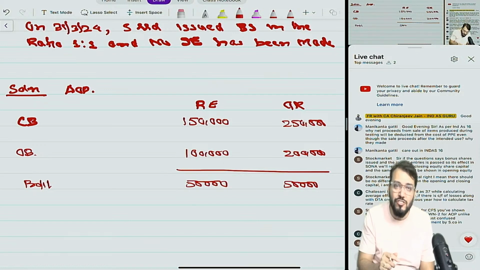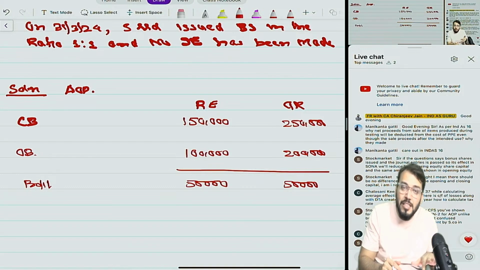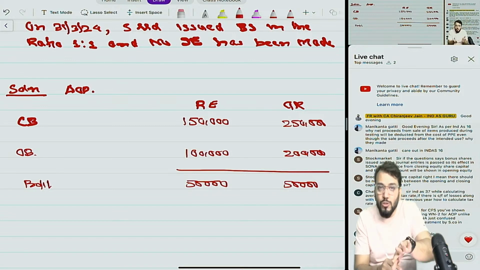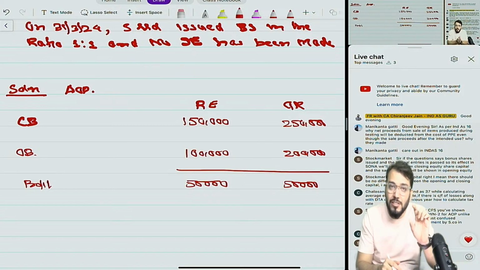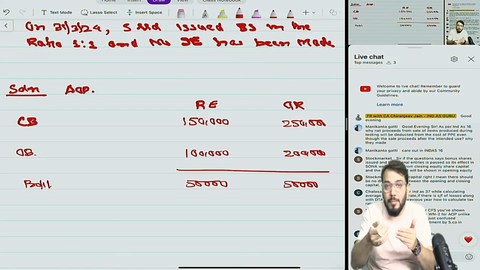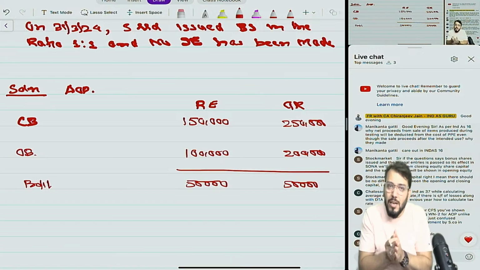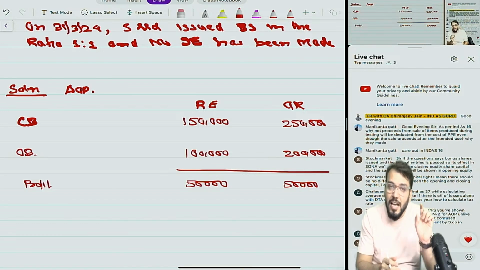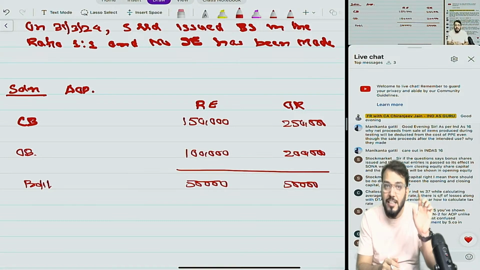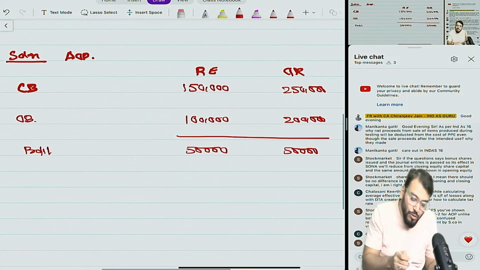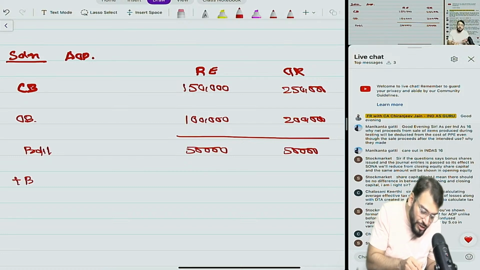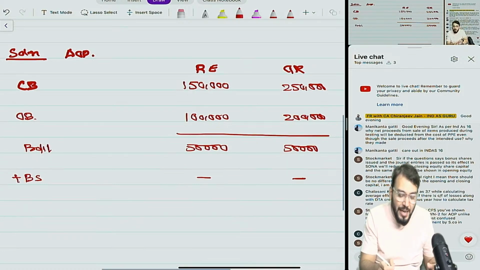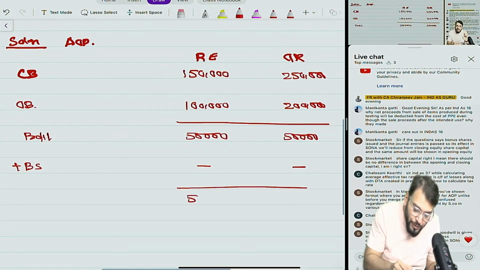Whenever we pass this journal entry, the net asset of the subsidiary company remains the same, whether the entry has been done during the pre-acquisition period or post-acquisition period. The net asset on that particular date will remain the same whenever you declare bonus shares. So the bonus shares will not affect the net asset, and the objective of this working note is to find out the net asset on the date of acquisition. Correct. So we should do plus bonus shares but ignore it because no journal entry has been made. So this becomes profit 50,000 and 50,000.